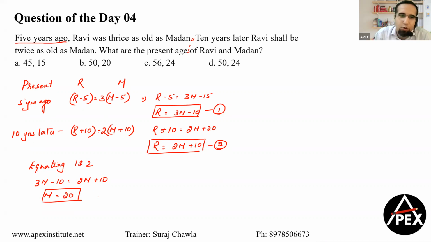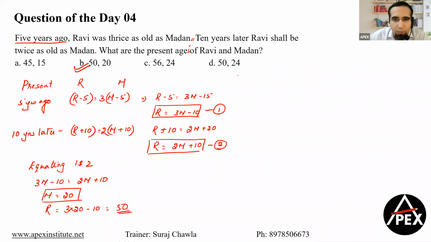If I get the value of M is equal to 20, now let's replace this in equation 1. So I get R is equal to 3 into 20 minus 10. Now 3 into 20 is 60. 60 minus 10 becomes 50. And this becomes our answer. So therefore, according to this, the age of Ravi is 50 and Madan is 20. So 50 comma 20 becomes my answer. Therefore, the answer is option B here.